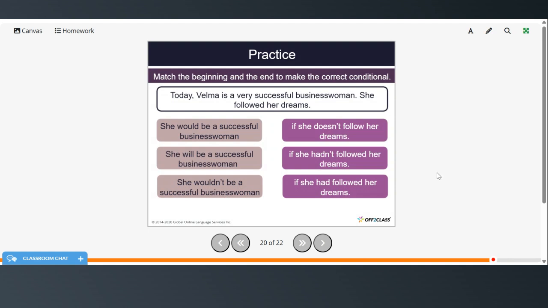Today, Velma is a very successful businesswoman. She followed her dreams. So the correct conditional would be Velma. She wouldn't be a successful businesswoman if she hadn't followed her dreams.